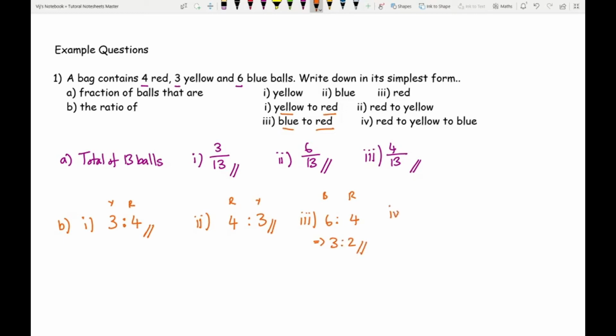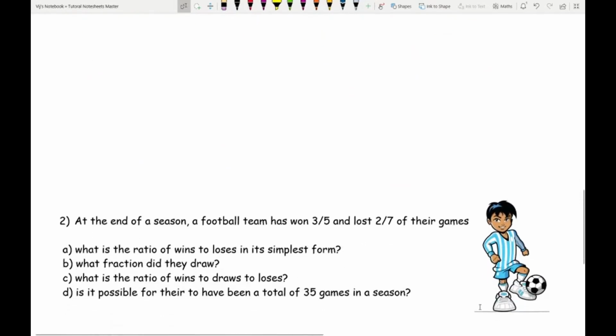And then finally for part 4, red to yellow to blue, so here we've got red, which is 4, yellow, which is 3, and blue, which is 6, and again I can't simplify those, so there is my final answer. So let's have a look at another question.